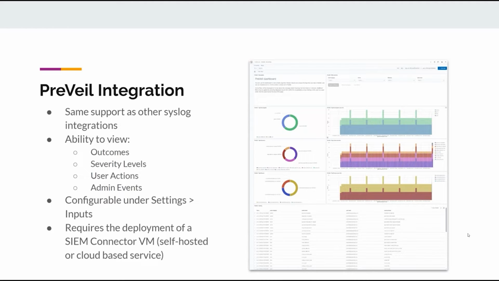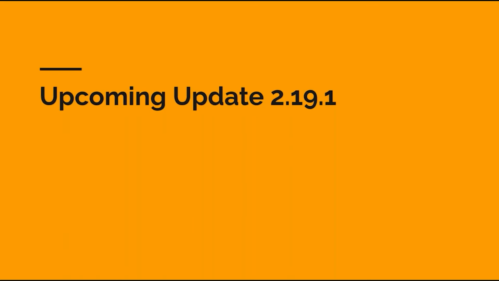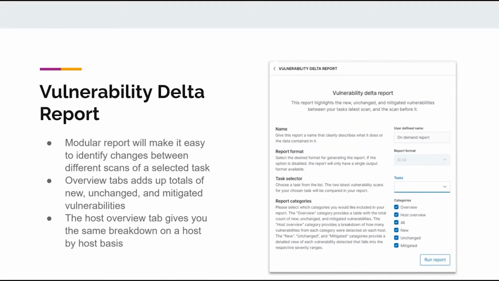Same deal for the next one that's going to be coming out, 219.1, which I'll get into now. So for this upcoming update, 219.1, we have a vulnerability delta report. And this was asked for quite a bit.